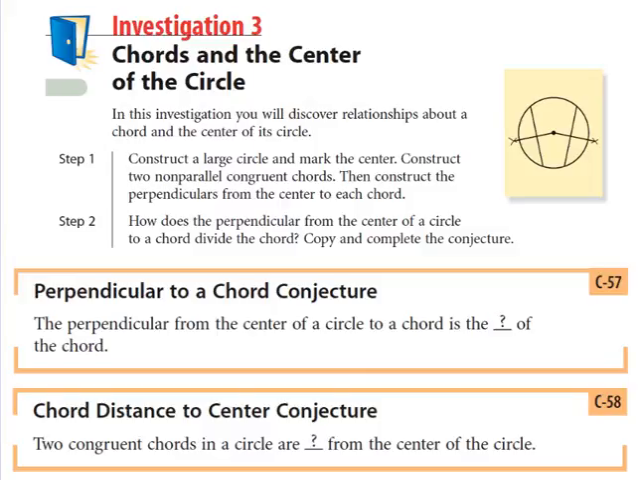So the perpendicular. What did you notice then about those segments after you drew the perpendicular in? What does the perpendicular do to each of those chords? Bisects them. So there you go. The perpendicular from the center of the circle to a chord is the bisector of the chord. So once again, that's going to be kind of important in some of the diagrams we're going to be looking at.